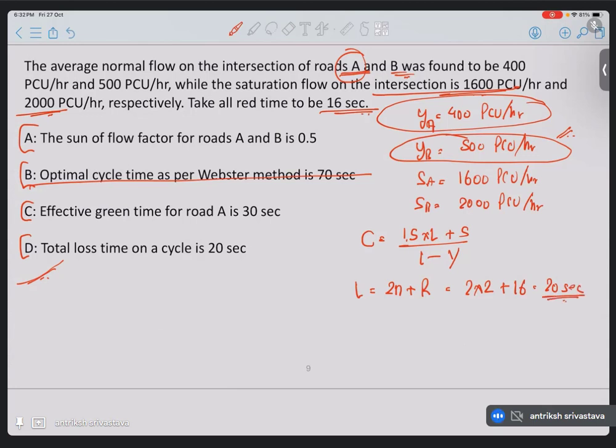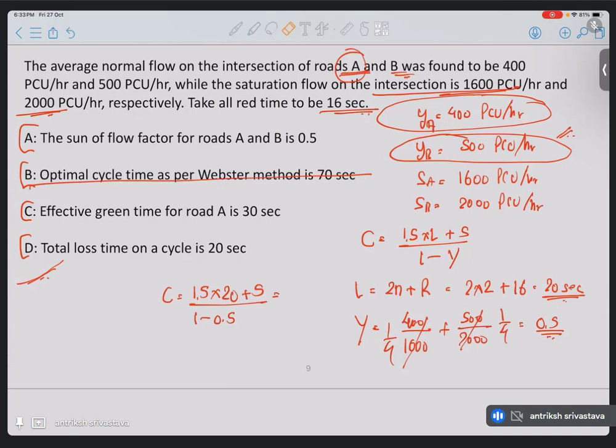Capital Y is nothing but 400 by 1600 plus 500 by 2000, that is 1 by 4, 1 by 4, 0.25, 0.25, 0.5. So the value for C is 1.5 into 20 plus 5, divided by 1 minus 0.5, that is 0.5. 1.5 into 20 is 30 plus 5, 35, divided by 0.5, that is multiplied by 2, we have 70 seconds.